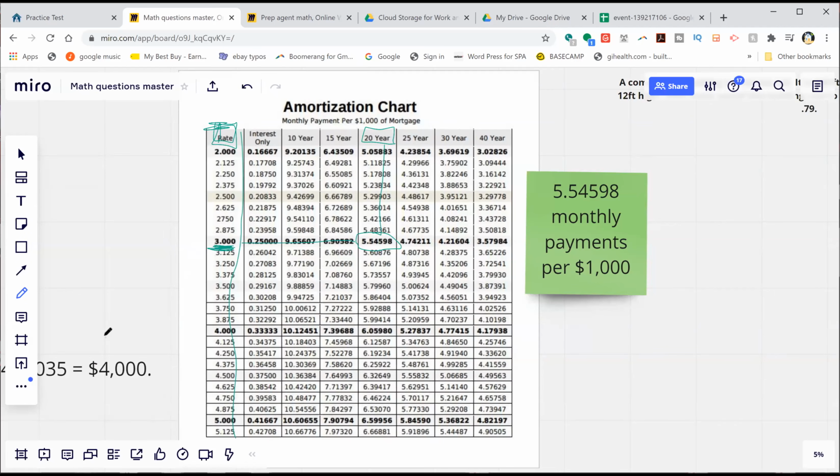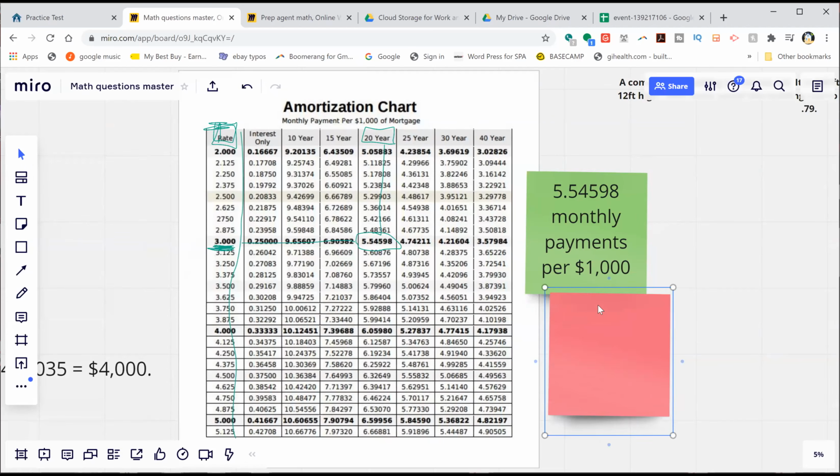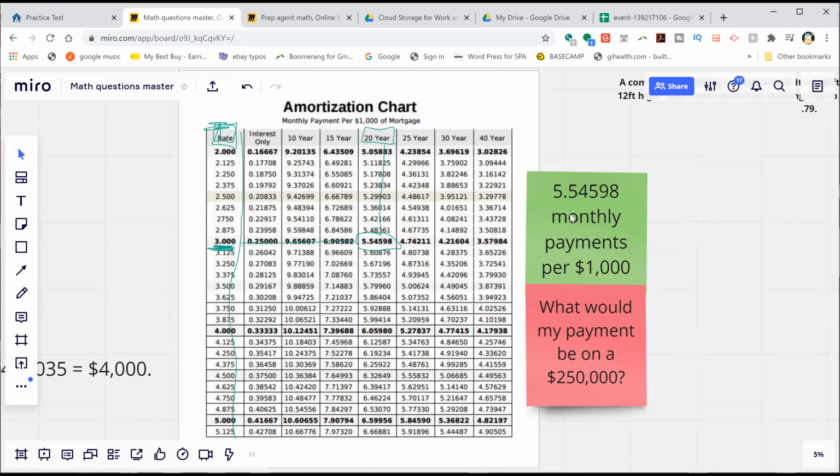So let me ask you this. I'm going to put another Post-it note up there. You ready? Here's the next Post-it note. It says, what would my payment be on a $250,000 mortgage? Here, we're going to be using the 5.5498. How do you figure that out? Tell me in the chat. I want to know.